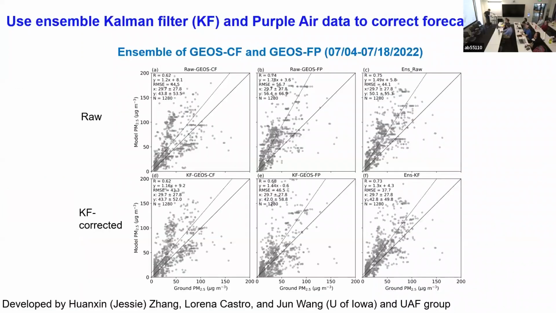The third project we've been working on is using Jingqiu's group's ensemble Kalman filter, with PurpleAir, which can really help to correct model bias. I'm not going to get too much into that, but this is the third method we are using.